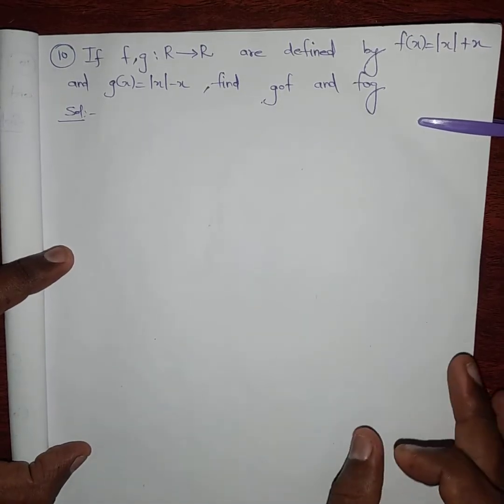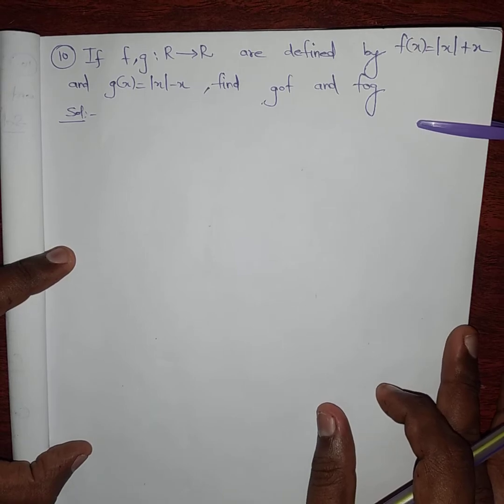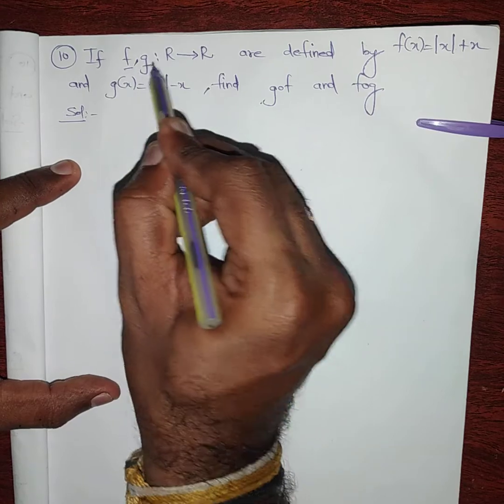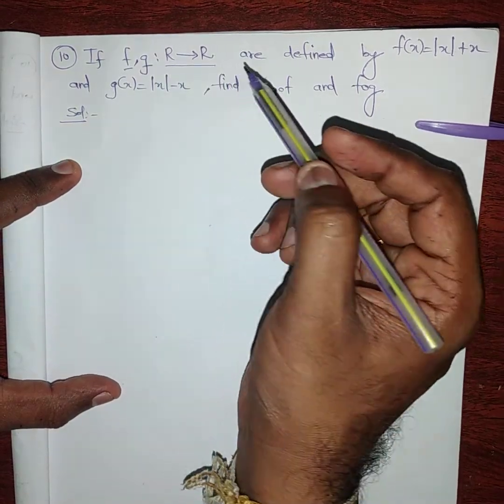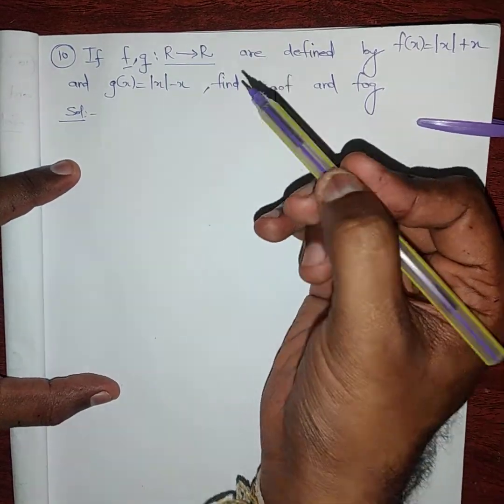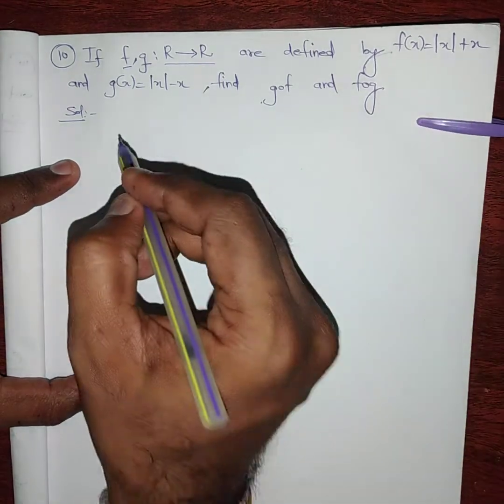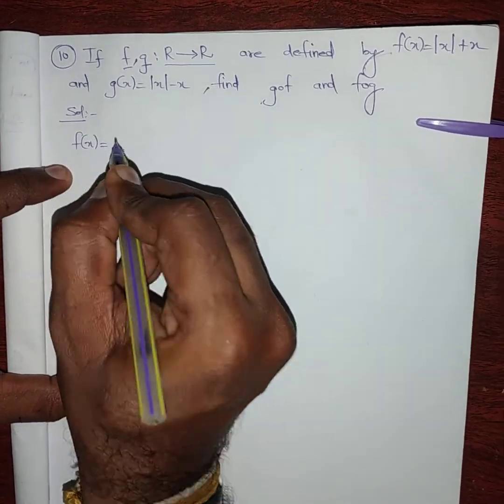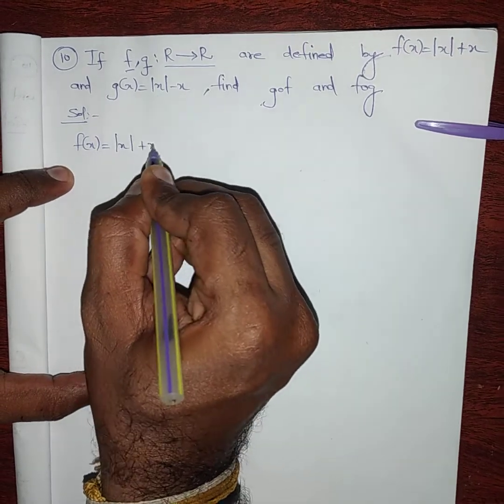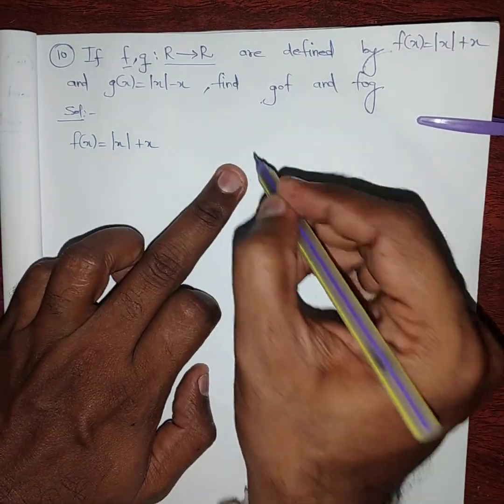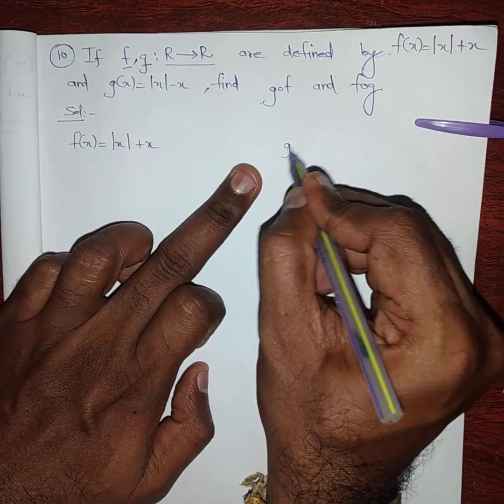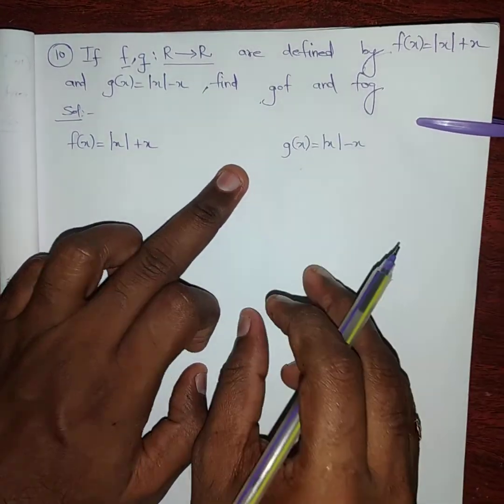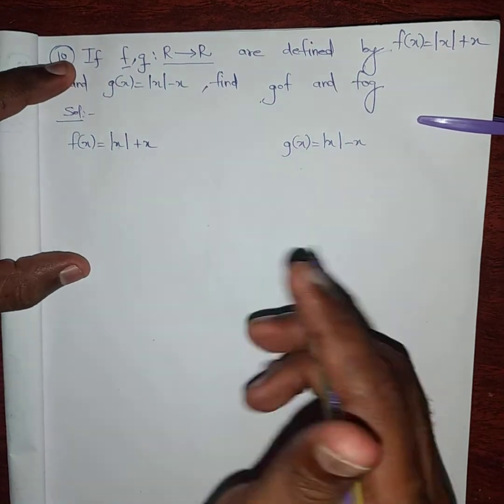10th sum: f, g from R to R, the functions f and g are both real numbers only, domain and codomain, where f of x is equal to modulus of x plus x. Next, they have given g of x is equal to modulus of x minus x.